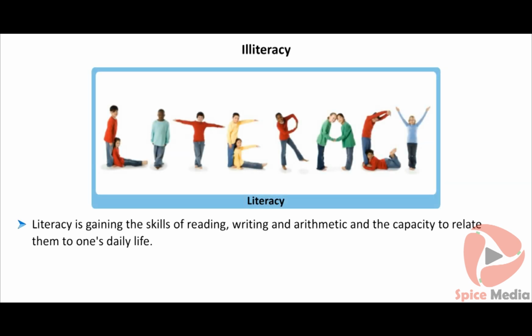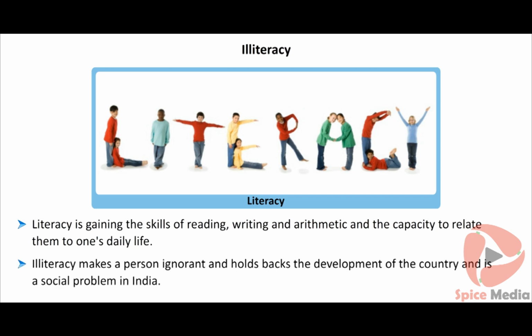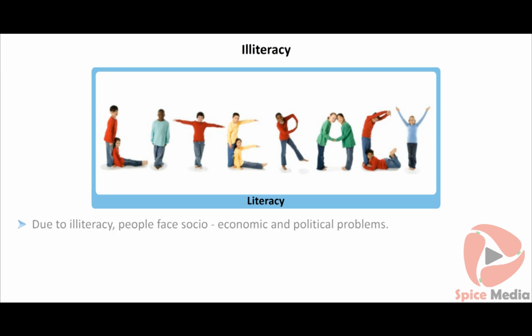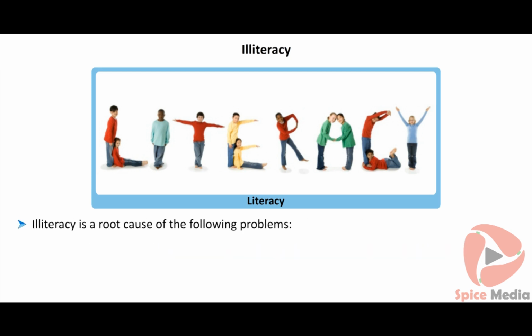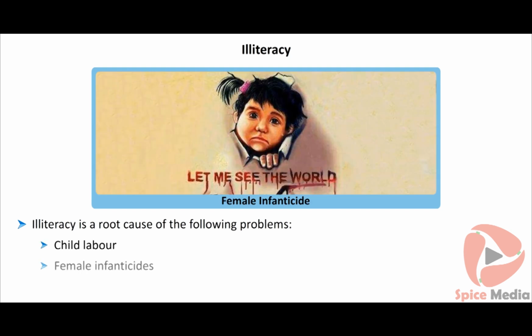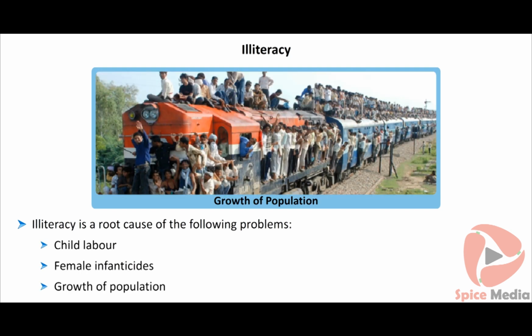Illiteracy. Literacy is gaining the skills of reading, writing, and arithmetic and the capacity to relate them to one's daily life. Illiteracy makes a person ignorant and holds back the development of the country, and is a social problem in India. Due to illiteracy, people face socio-economic and political problems. An illiterate person is ignorant of government welfare schemes, and as a consequence does not benefit from them. Illiteracy is the root cause of the following problems: child labor, female infanticide, and growth of population.